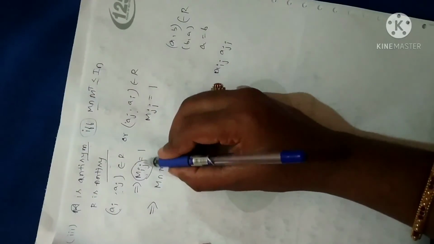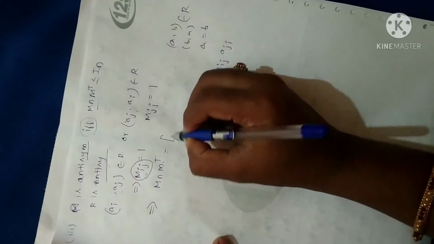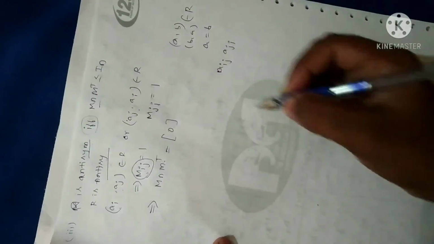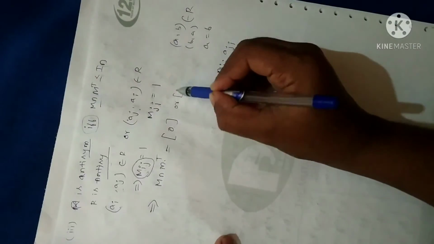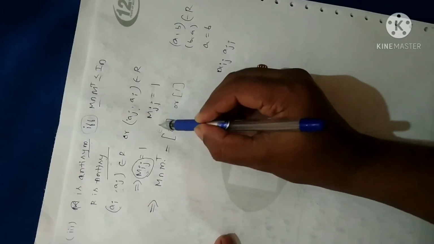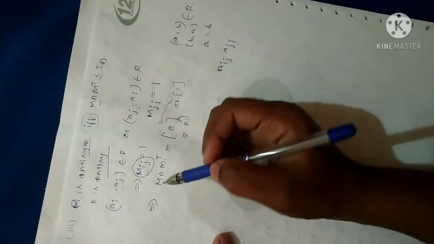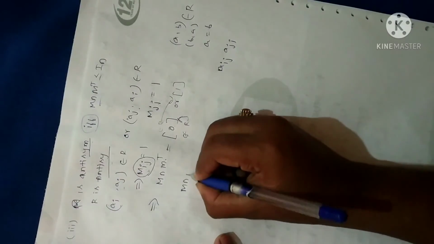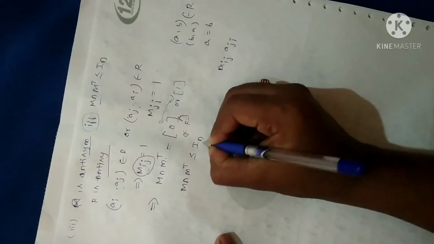Intersection is none other than the common elements of both the matrices. Either it may be equal to 0 or it may be equal to 1. If the element belongs to relation R, I can write 1. If the element does not belong to relation R, I can write 0. So I can clearly write M intersection M transpose is less than or equal to the identity matrix.